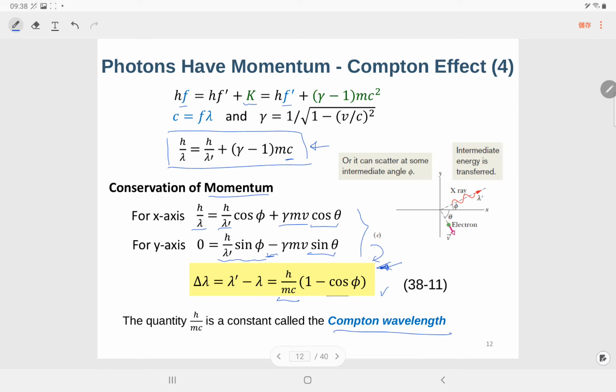And this means that cosine phi should be 0. Cosine phi should be 0 means phi equals 90 degrees. When phi equals 90 degrees, delta lambda equals h over mc. So this is the wavelength change of the X-ray when the departure angle is 90 degrees.